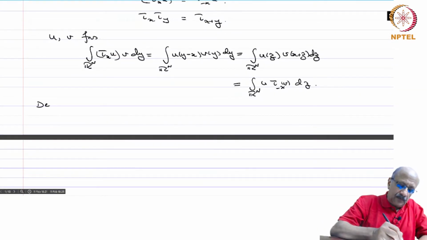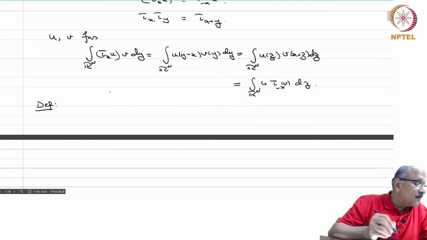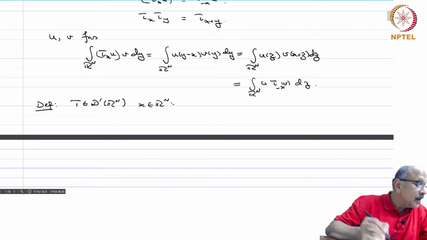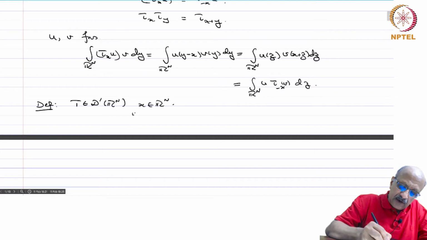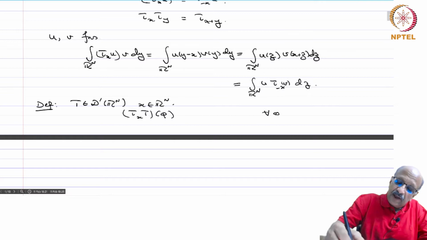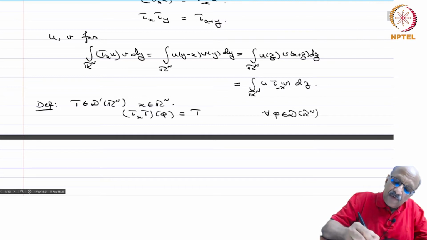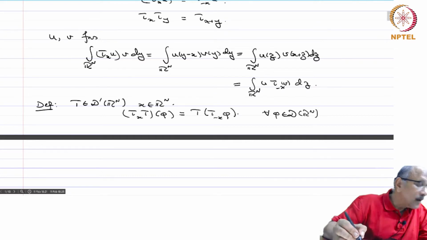So, definition. We have T belongs to D prime of Rn and x belongs to Rn. Then we define the translation tau x of T acting on any phi, for every phi in D of Rn. If you look at what we have done here, imagine instead of u you had T. So, this is nothing but T of tau minus x of phi. Okay. So, this is the definition.